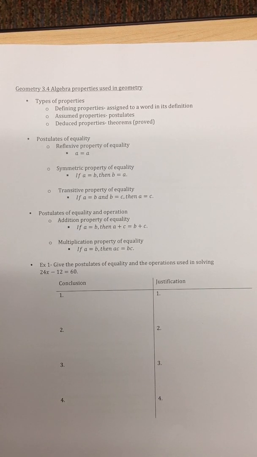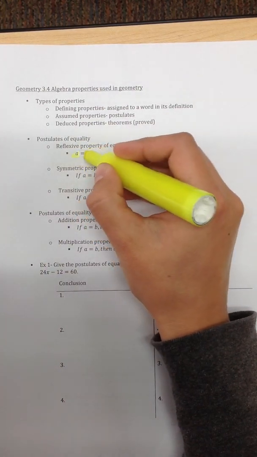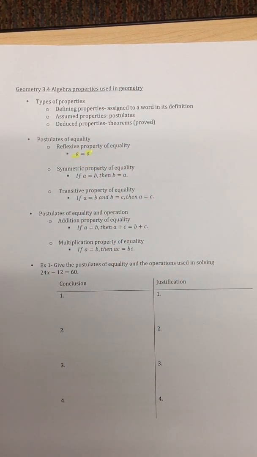Okay, so the first things we have are postulates of equality. So the first one we have is reflexive property of equality. So what reflexive is, it's basically something equaling itself. Okay, so the example they give here would be A equaling A. So the same exact thing on both sides. Maybe you had 5 equals 5 or 6 equals 6. That would be reflexive property.